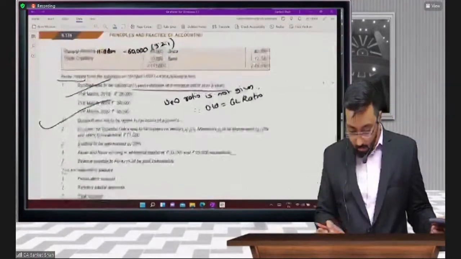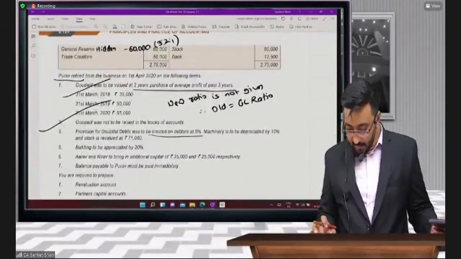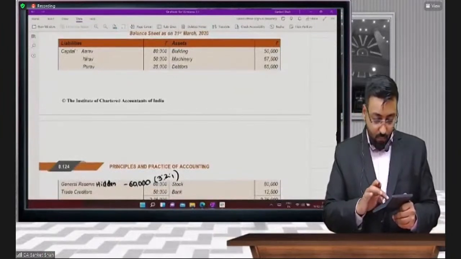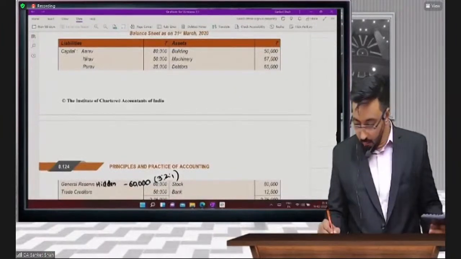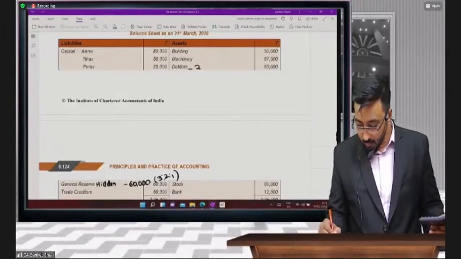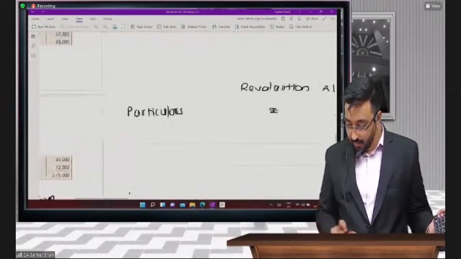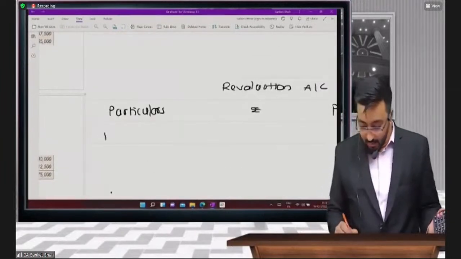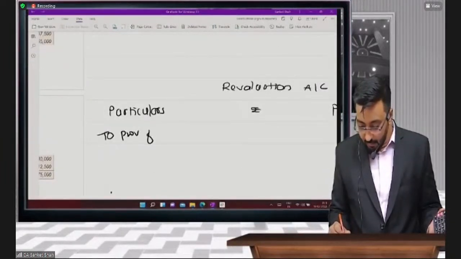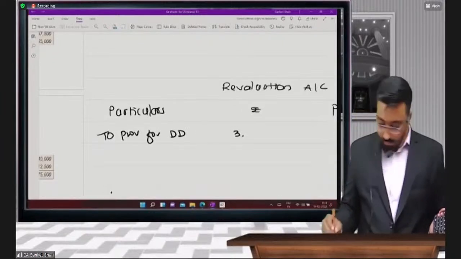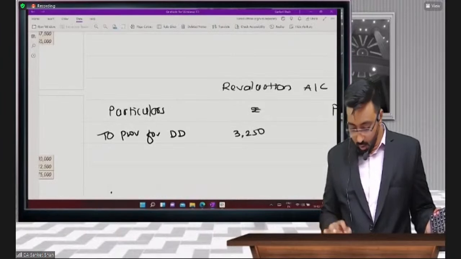Provision for doubtful debts, 5%. 5% means 65,000 into 5%, 3250. Revaluation second effect. Revaluation account debit side, to provision for doubtful debts, 3250. Two effects over.